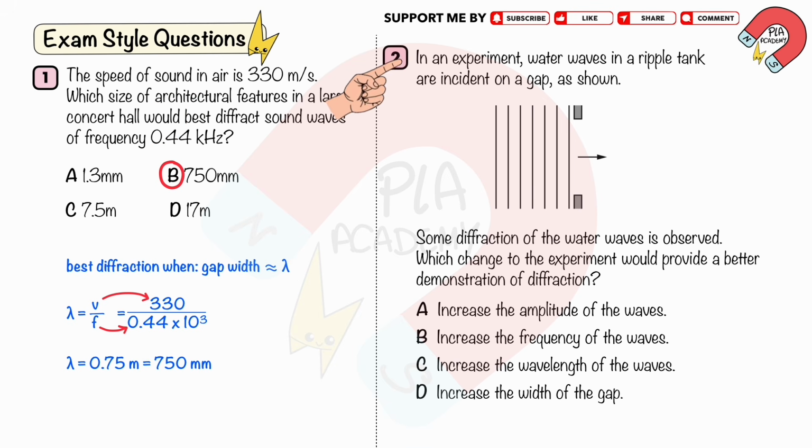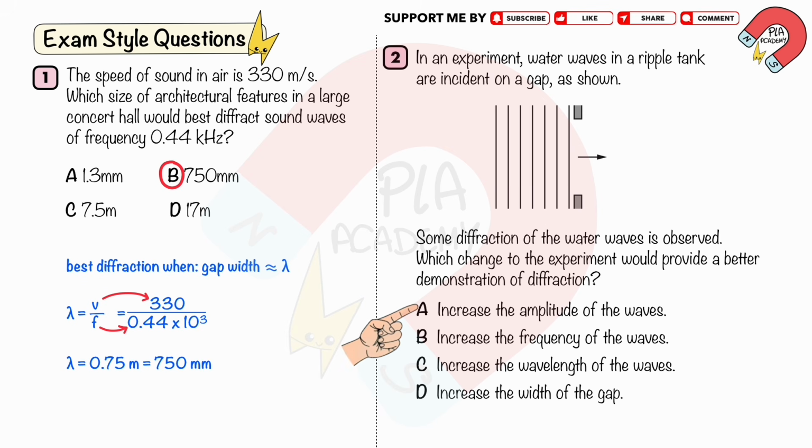Exam style question 2. In an experiment, water waves in a ripple tank are incident on a gap, as shown. Some diffraction of the water waves is observed. Which change to the experiment would provide a better demonstration of diffraction? The best diffraction occurs when the size of the gap is comparable to the wavelength.